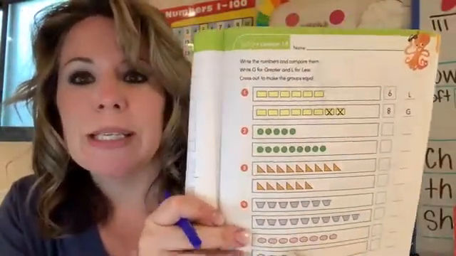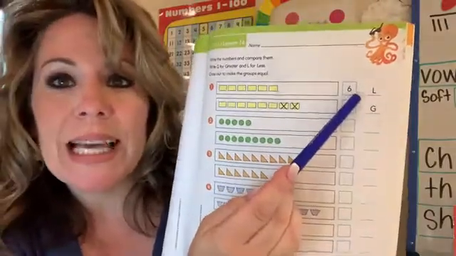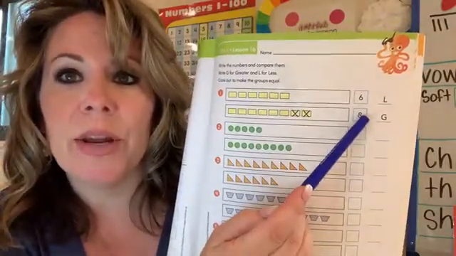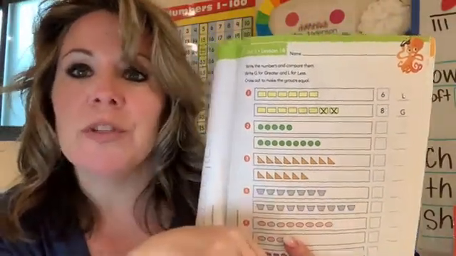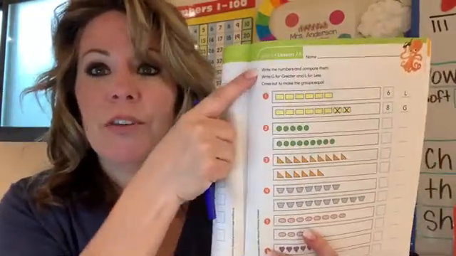Okay, boys and girls, go ahead and get your math books out. We are on page 329, okay? And you can see already this looks very familiar because we've got the L for less than and we have G for greater than. But let's read the directions first so we can know very clearly what we have to do, okay? So put your finger on the top word there as I read along. It says, write the numbers and compare them.